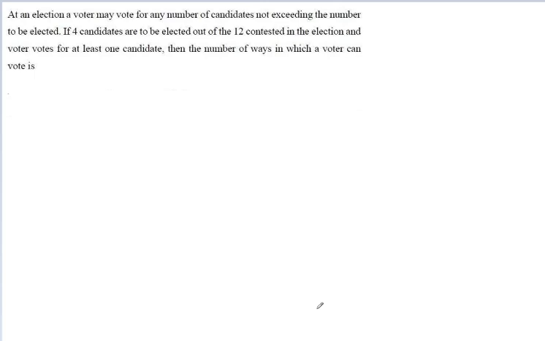Next problem. This problem is from permutation and combination. At an election, a voter may vote for any number of candidates, not exceeding the number to be elected. If four candidates are selected out of 12 contested in the election, and the voter votes for at least one candidate, then the number of ways in which a voter can vote is.